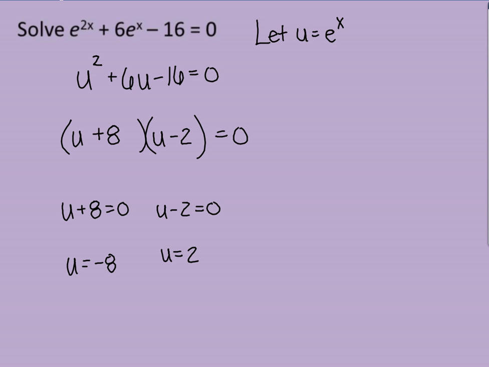But we have to plug back into the original. So we let u equal e to the x. So we're going to replace our u with e to the x. Now to get the x by itself, we are going to take the ln of both sides because the ln and e will cancel.